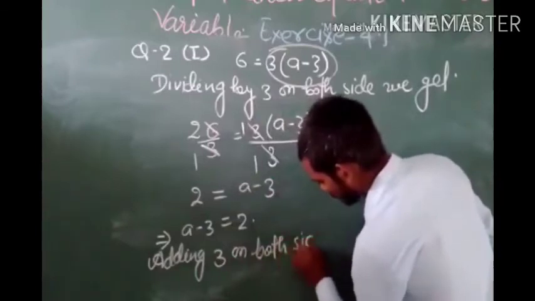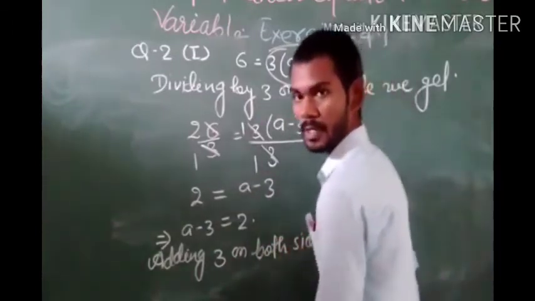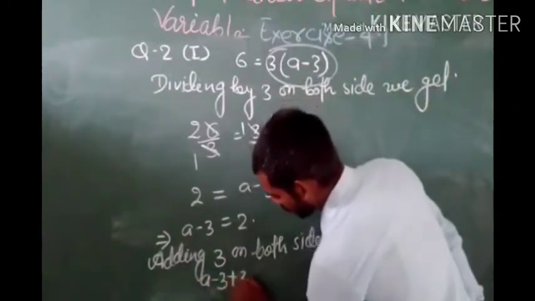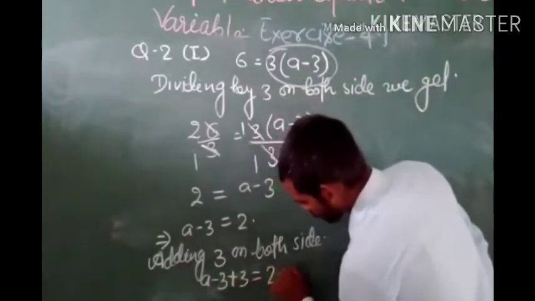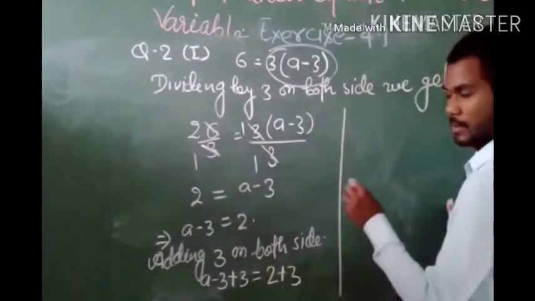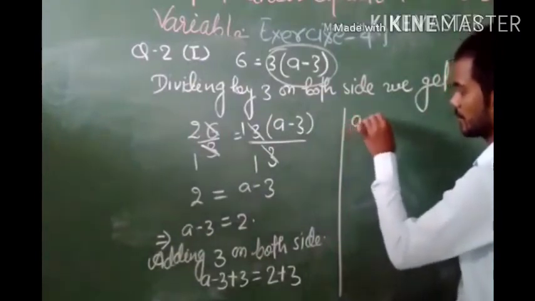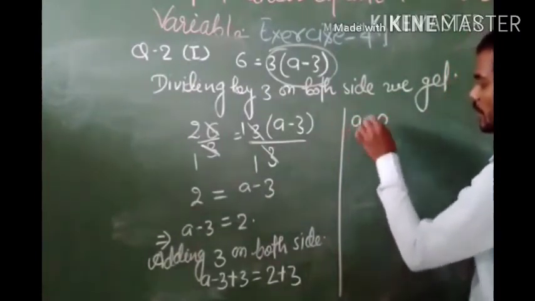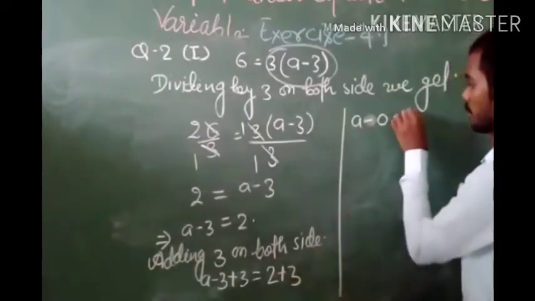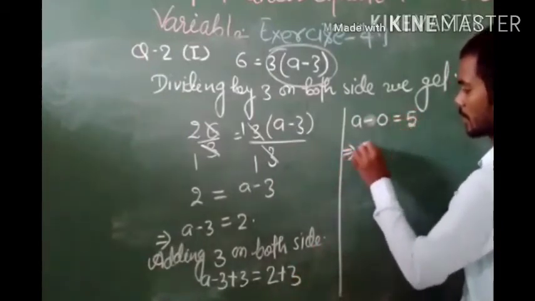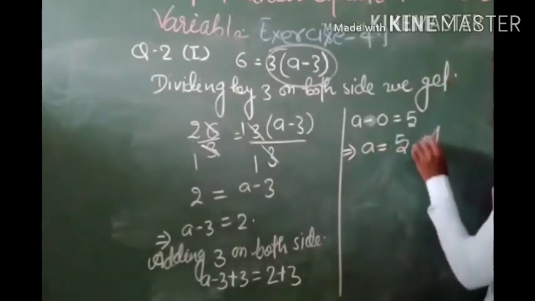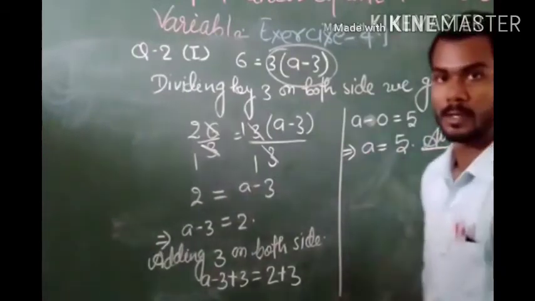On both sides, we get a minus 3 plus 3 is equal to 2 plus 3. We get a plus 0, that is a, is equal to 2 plus 3, which is 5. This implies a is equal to 5, which is the required answer.